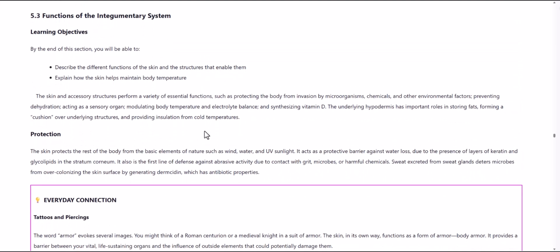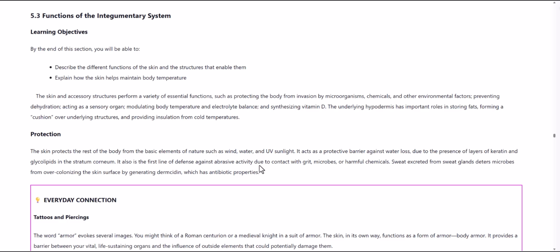Let's get down to 5.3. These are the functions of the integumentary system. I think this will seem very, very obvious to you, but there might be a couple of surprises here. Number one, the skin certainly protects us, right? It is protecting us from wind, water. It's protecting us from the UV sunlight that can cause cancerous and DNA changes.